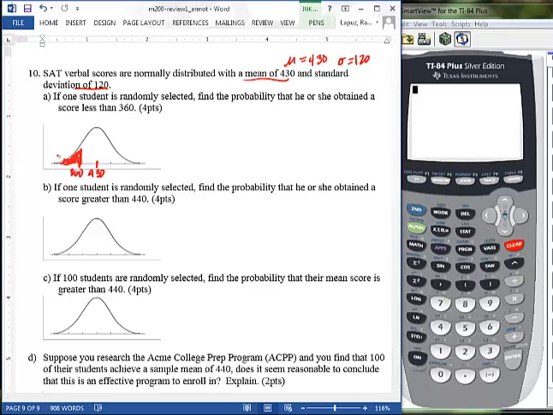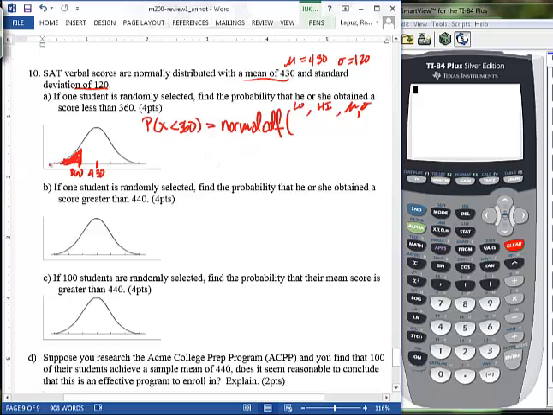There are several ways to do this. The easiest way is to use our calculator. First, let's set up our problem: the probability that X, a randomly chosen person's score, is less than 360. We're going to use the normal CDF function, because we're talking about a normal distribution. If you remember the normal CDF arguments, they are low, high, mean, and standard deviation. So it takes four arguments.